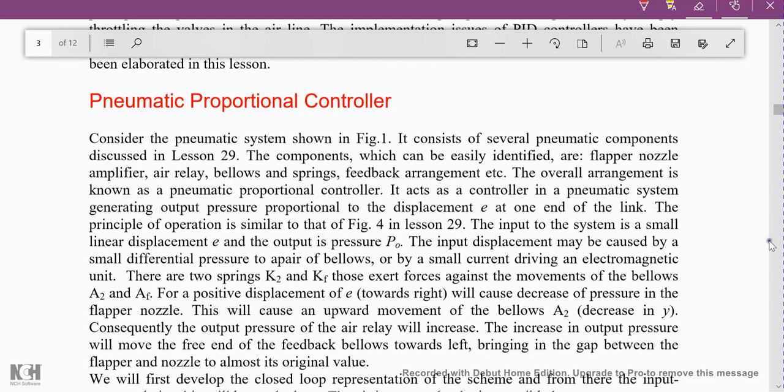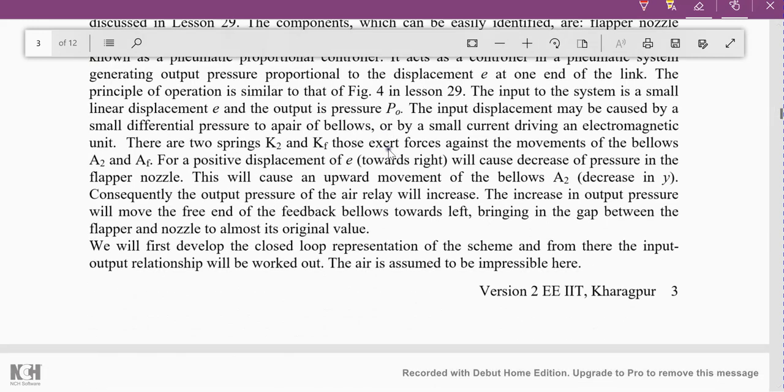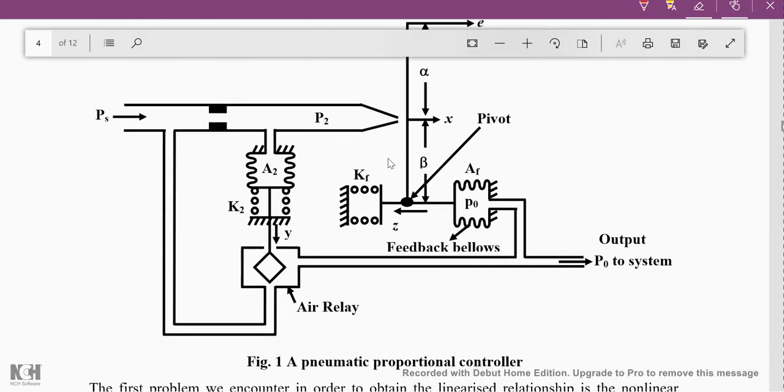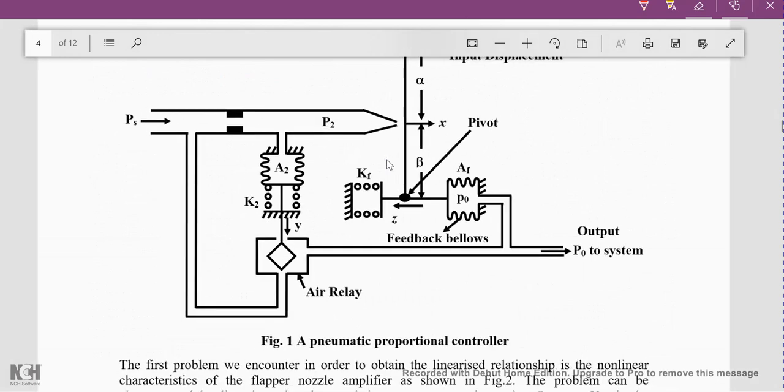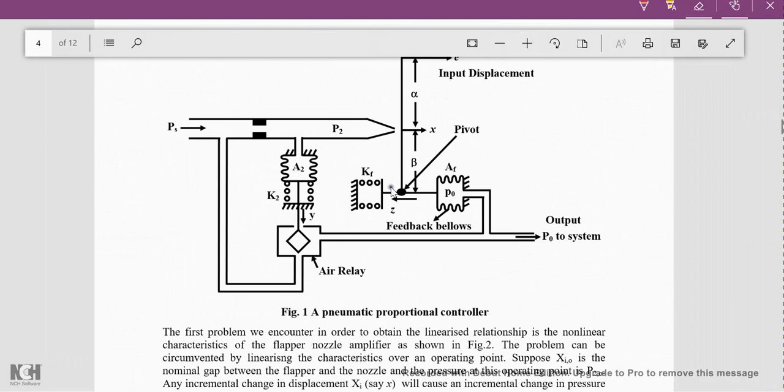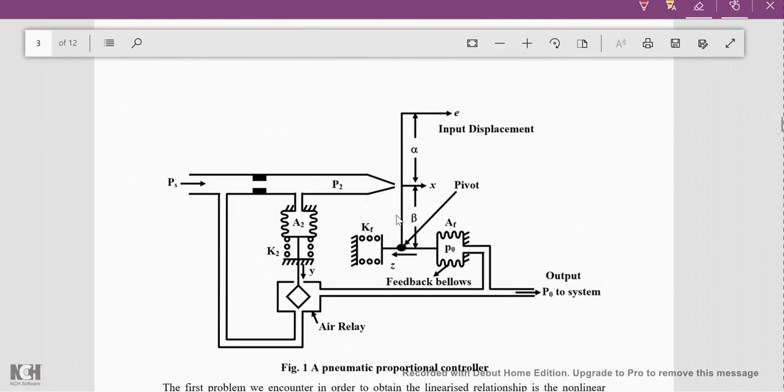Consider the pneumatic proportional controller as shown in the figure here. This controller consists of many components which are familiar to us because we have already seen them in the previous two video lectures. In this figure we can clearly identify the very first element, the flapper nozzle amplifier. Then there is the tube which will carry the input pressure.